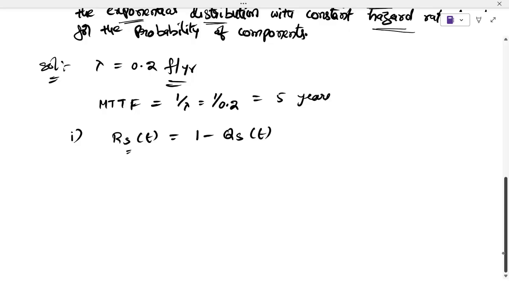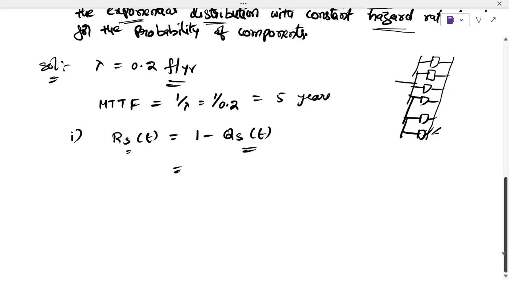Okay, so that is fully redundant configuration means which system is it? That is a parallel system. All 6 units are in parallel like this. That is a parallel system. All 6 units are in parallel. So if they are in parallel, it's better to go with the QS of t. That is just a simple product rule we can follow.